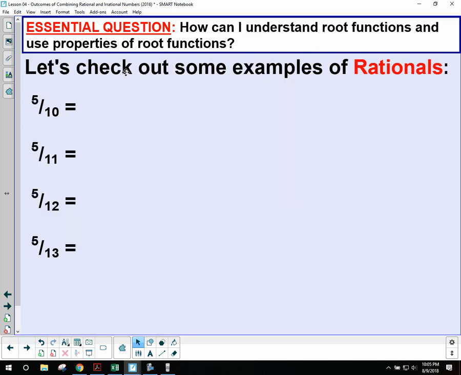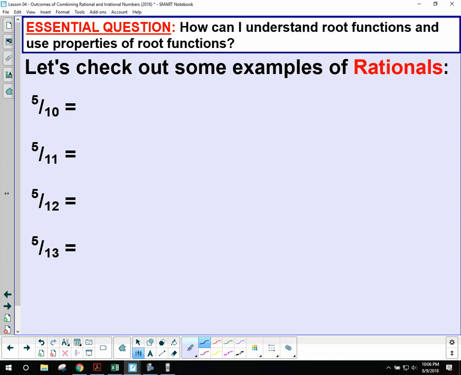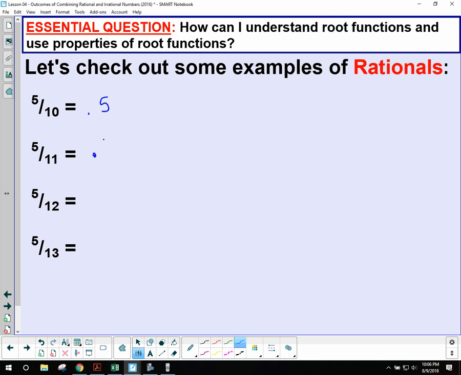So let's check out some examples of rational numbers. Take your calculator. We're going to go 5 over 10. Hit enter. Hit the SD button. We get 0.5. It's rational. Let's do the next one, 5 over 11. We get 0.45, notice that's repeating, so we would have 0.45, 45, 45, on and on.